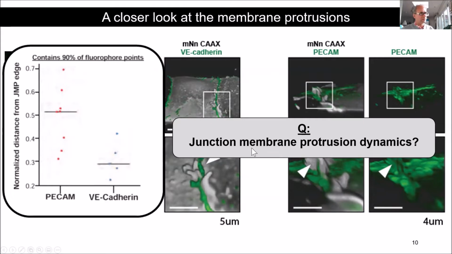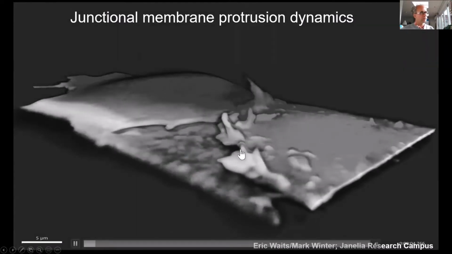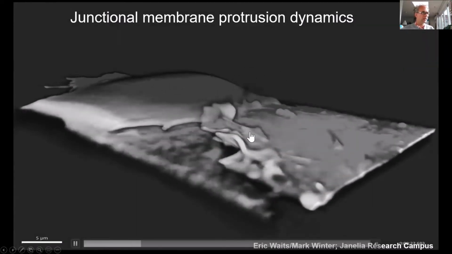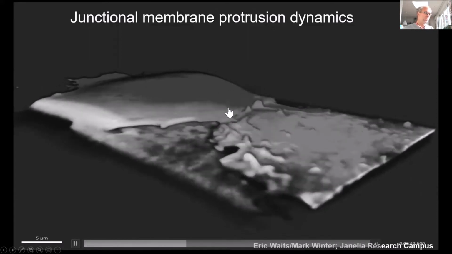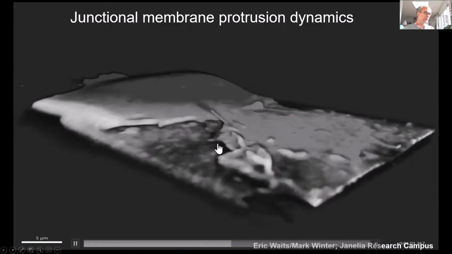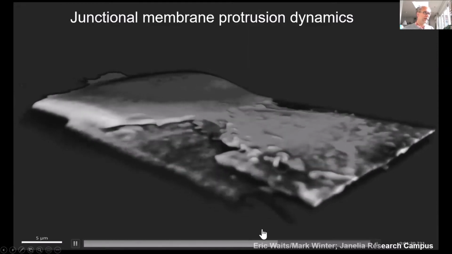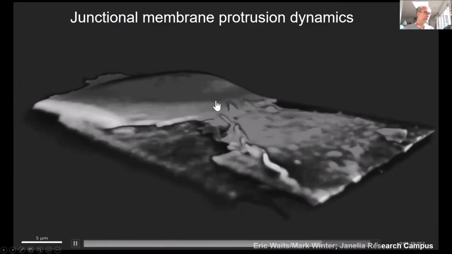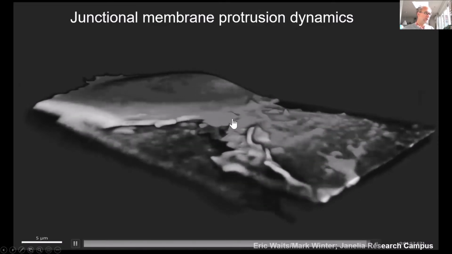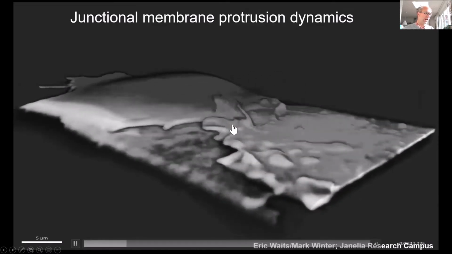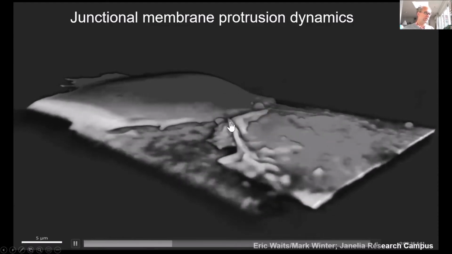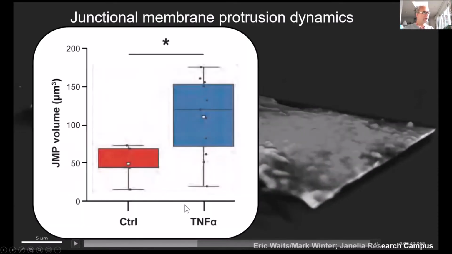What about the exact dynamics of these protrusions? Now we looked in more detail at this, and we could, again using the lattice light sheet, show the volume of these protrusions. And with the help of some people from Geneva, we were able to quantify the volume of these protrusions, but also the area, for instance, where these protrusions act at the junction region. And we found that upon TNF, but also other inflammatory stimuli, more than a doubling of the volume, so to say, the dynamics of these junction membrane protrusions.